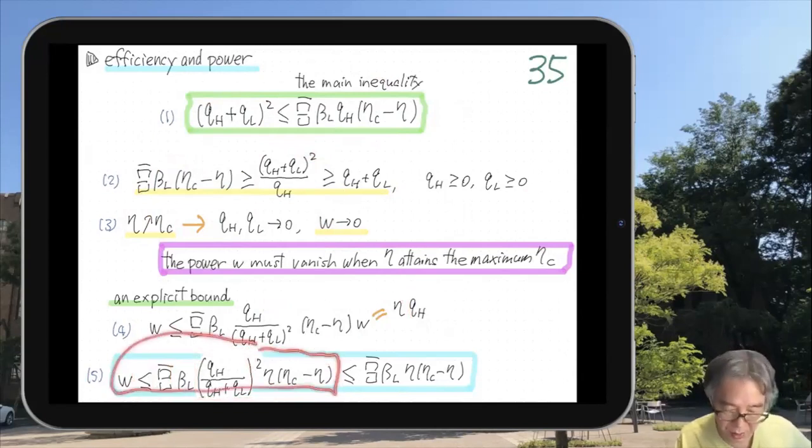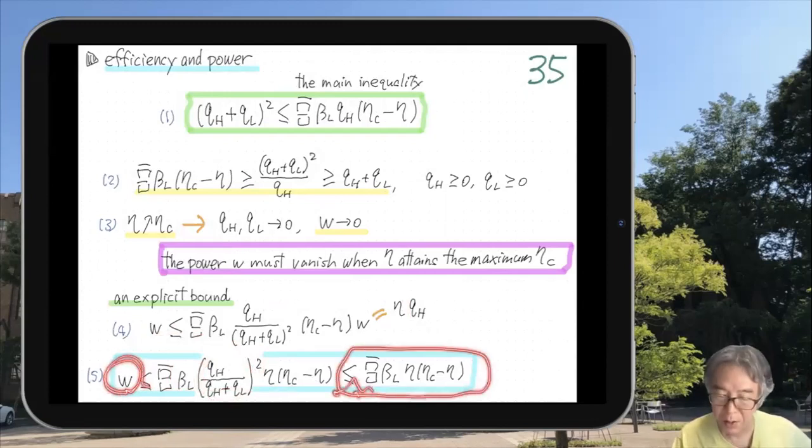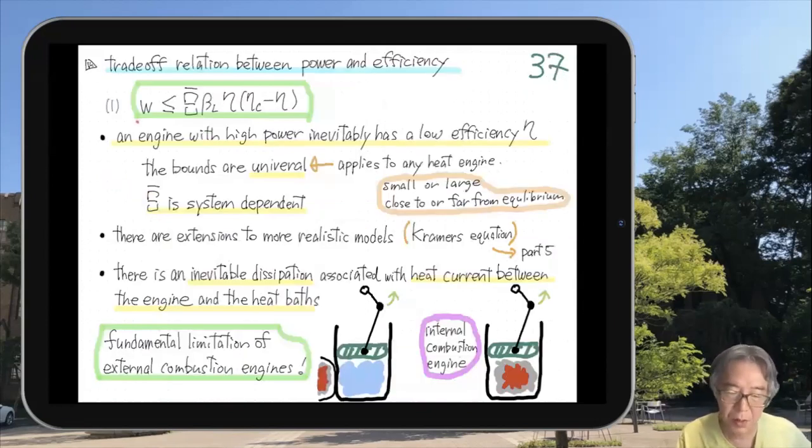If you want a simpler form, then this is not an optimal inequality, but you can upper bound this term by 1, so you can upper bound the power by this combination. It's a very simple, neat inequality. This is the inequality that we show in our paper. And this of course says that when the efficiency eta approaches eta C, the power should vanish. So an engine with high power inevitably has low efficiency eta.